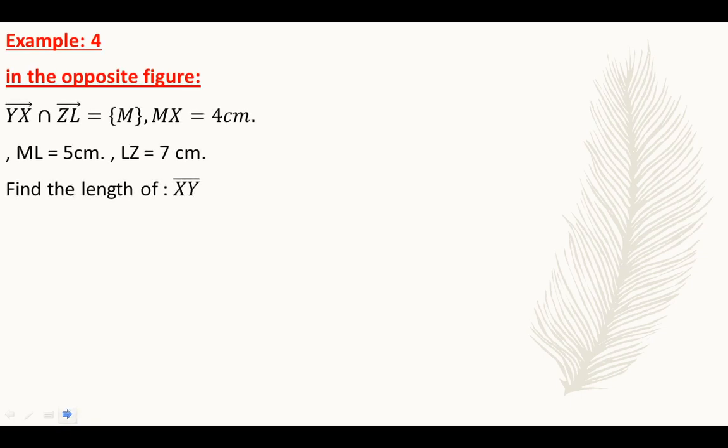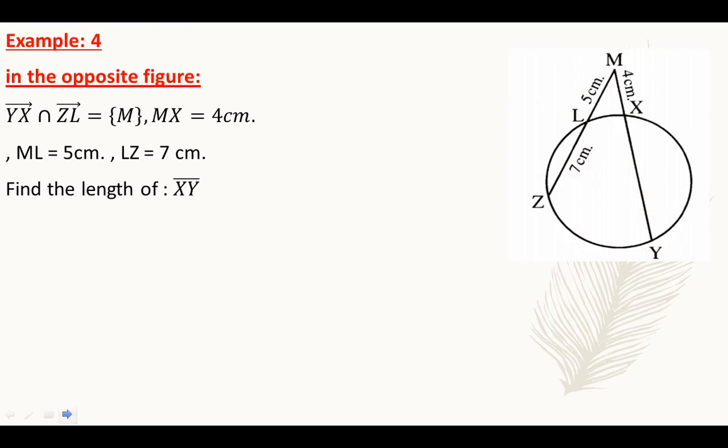Okay, let's go to another example. As I told you, this is a very easy lesson in geometry. Here, ray YX intersects ray ZL at the point M, where MX equals 4, ML equals 5, and LZ equals 7. Find the length of XY.